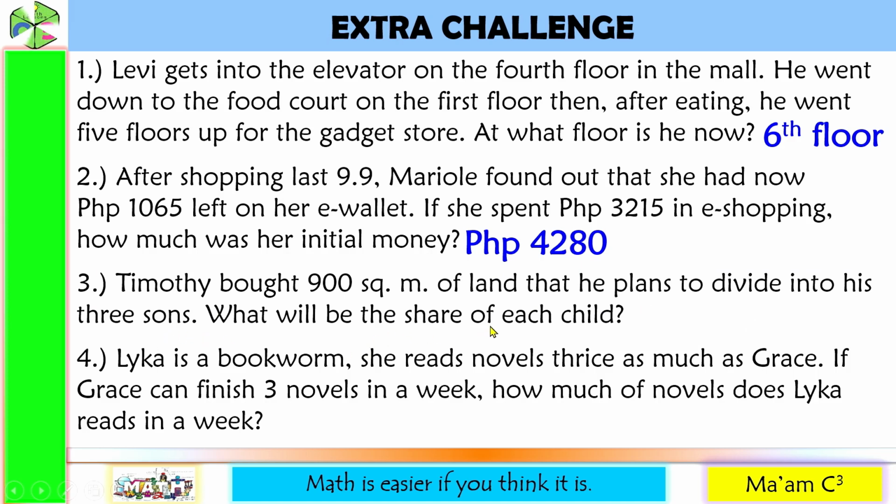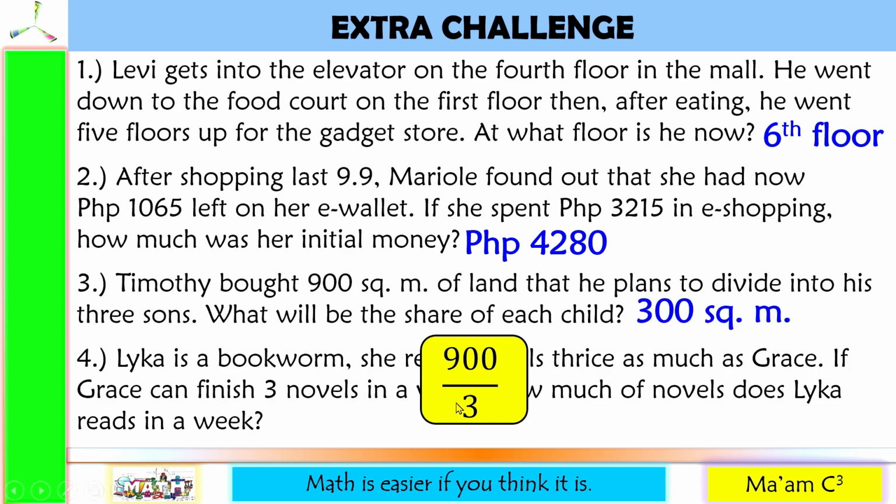Number 3, Timothy bought 900 square meters of land that he plans to divide among his 3 sons. What will be the share of each child? So we simply have to divide 900 by 3. And 900 divided by 3 is equal to 300 square meters. Both are positive, so we are expecting a positive quotient.